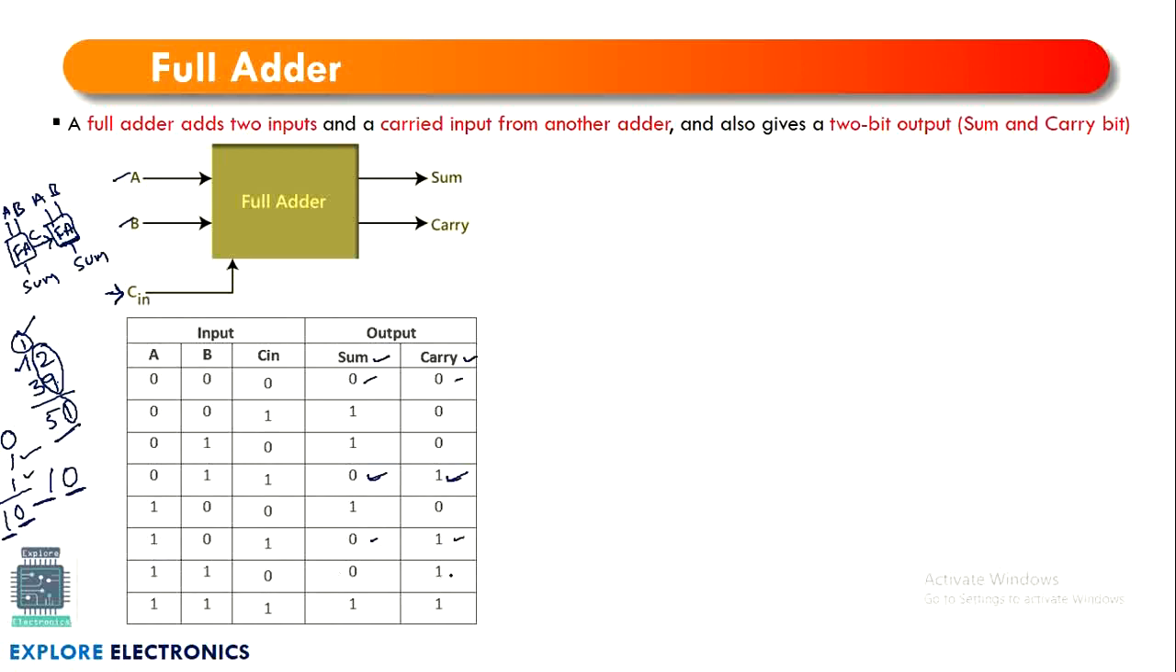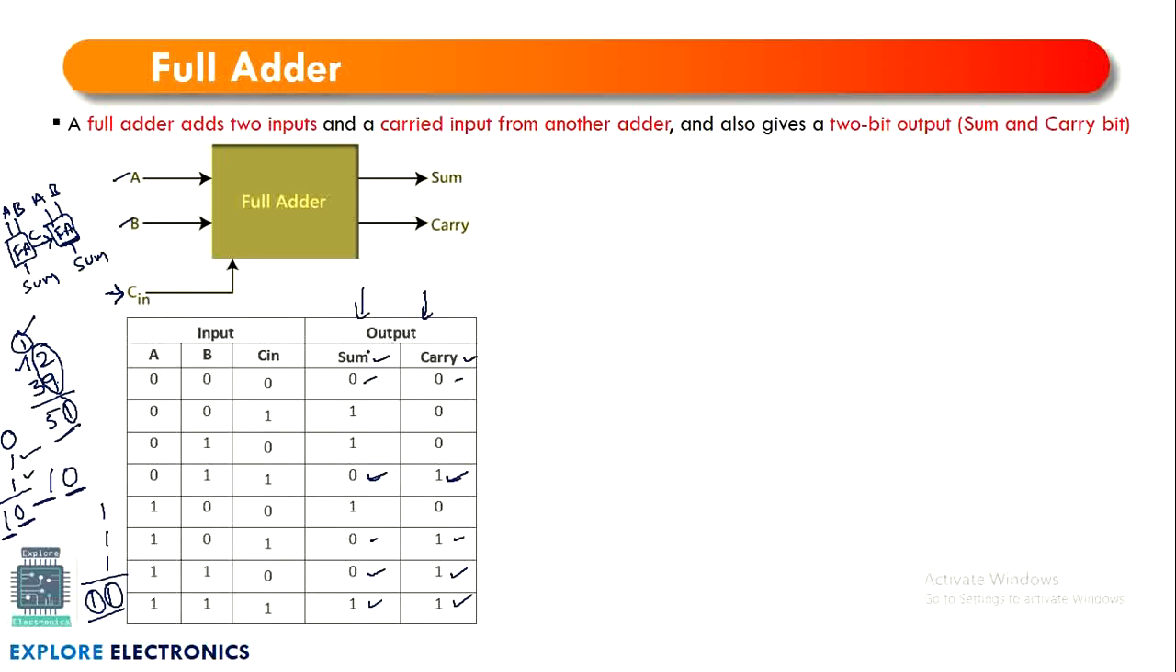Similarly here also we will be having 2 ones, so carry 1, sum 0. When 1 plus 1 plus 1, how to add 1 plus 1 plus 1? 1 plus 1 plus 1 is 3. How to represent 3? 3 is 1 1 in binary. So this is sum and this is carry. That's why sum is 1 and carry is 1. This is the truth table for sum as well as carry generation.